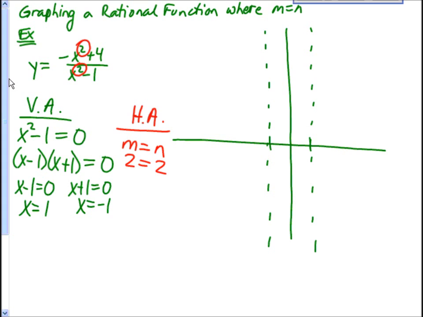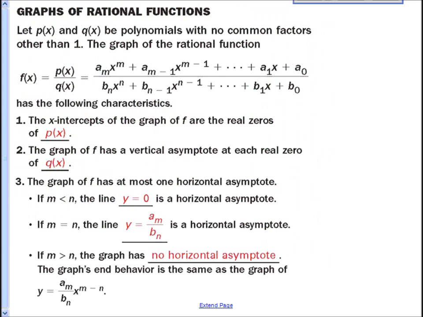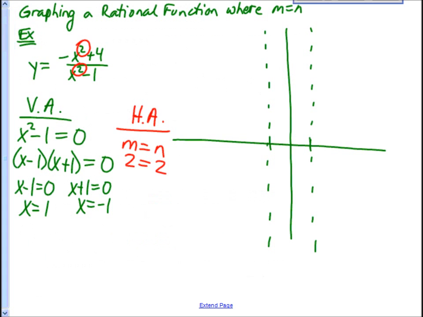M equals n. So you look back here and you say, if they are the same, if the degree of the top is equal to the degree of the bottom, then the line y equals a sub m over b sub n is your horizontal asymptote. In other words, the leading coefficient of the numerator over the leading coefficient of the denominator.